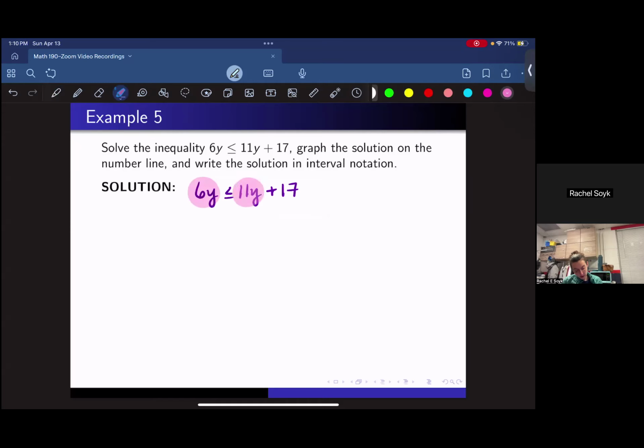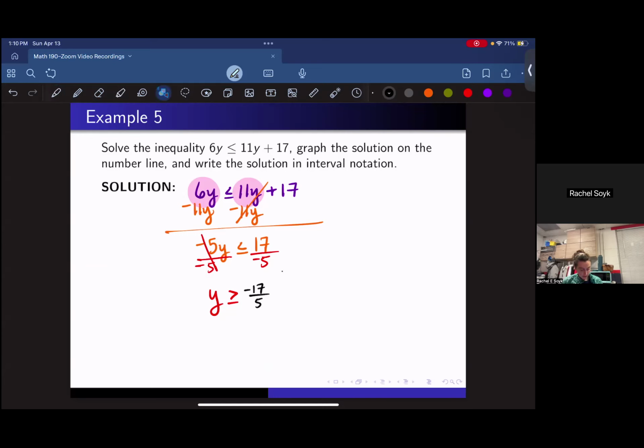I'm going to go ahead and combine like terms. Let's subtract 11y from both sides. So now we're looking at negative 5y is less than or equal to 17. And then we're going to divide both sides by negative 5. Dividing by a negative, the inequality sign flips our direction. And so we're looking at y is greater than or equal to negative 17 over 5.